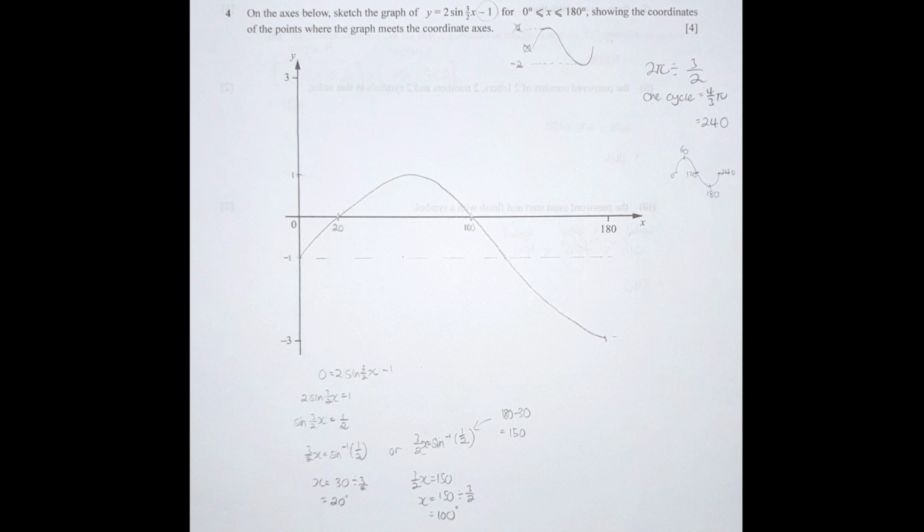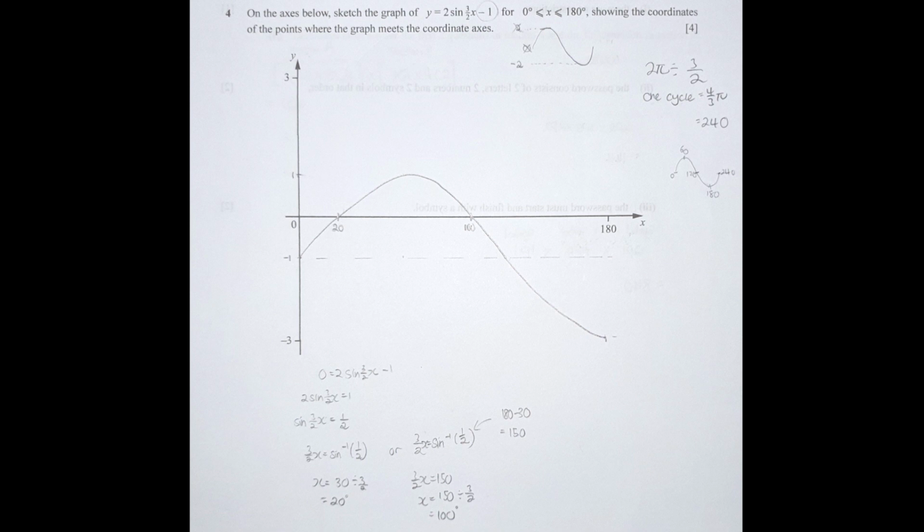The middle point of this cycle will be 120, the peak will be 60 degrees, and the lowest point will be 180 degrees. So through this, I roughly draw a sketch over here, okay, representing the curve. However, the question is asking for the coordinate axis, which means we are required to identify the value where the graph touches. So it is when y equals 0, equals 2 sine 3 over 2x minus 1.